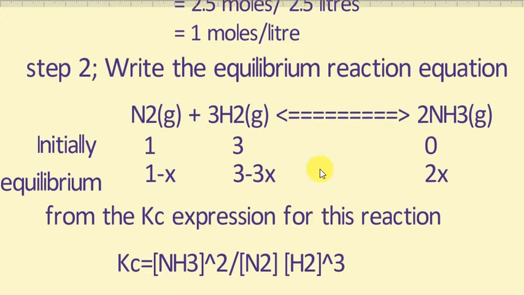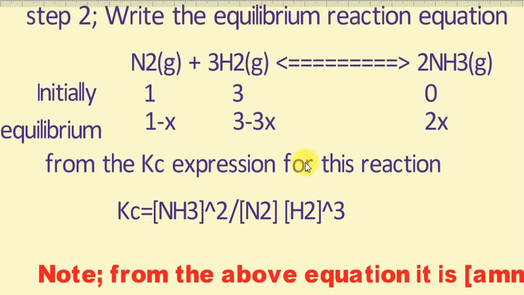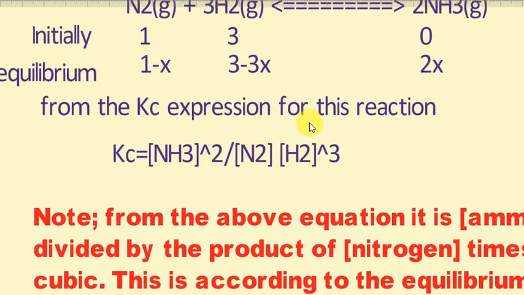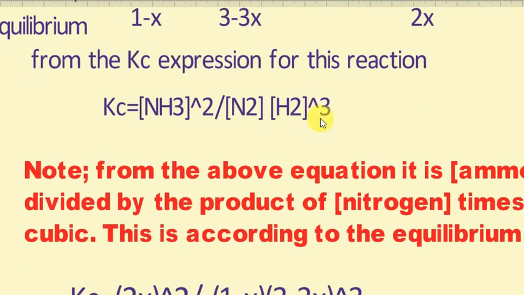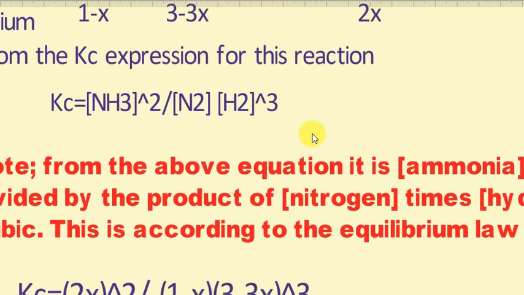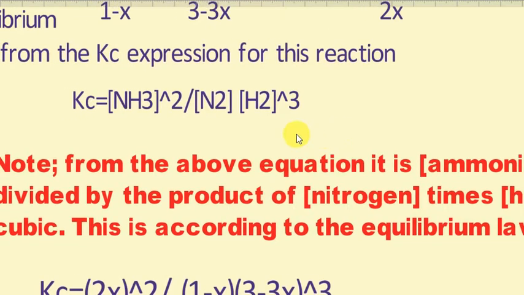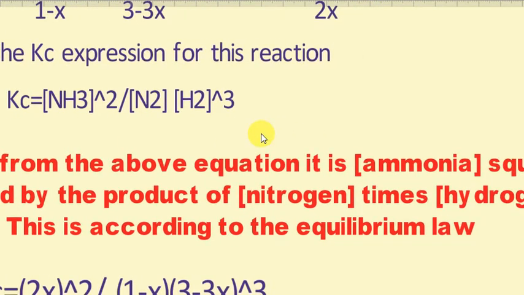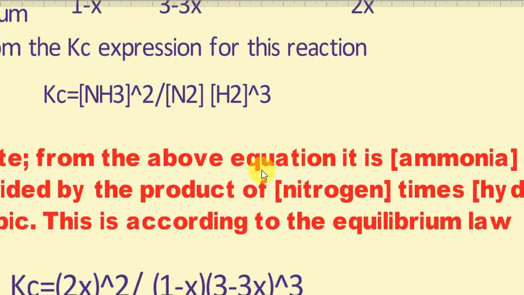Now from our Kc expression for this reaction, Kc will be equal to the concentration of NH3, that is ammonia, squared, because we are following the equilibrium law, then divided by the concentration of nitrogen times the concentration of hydrogen cubed. So it is the concentration of ammonia squared divided by the product of the concentration of nitrogen times the concentration of hydrogen cubed, and this is according to the equilibrium law.